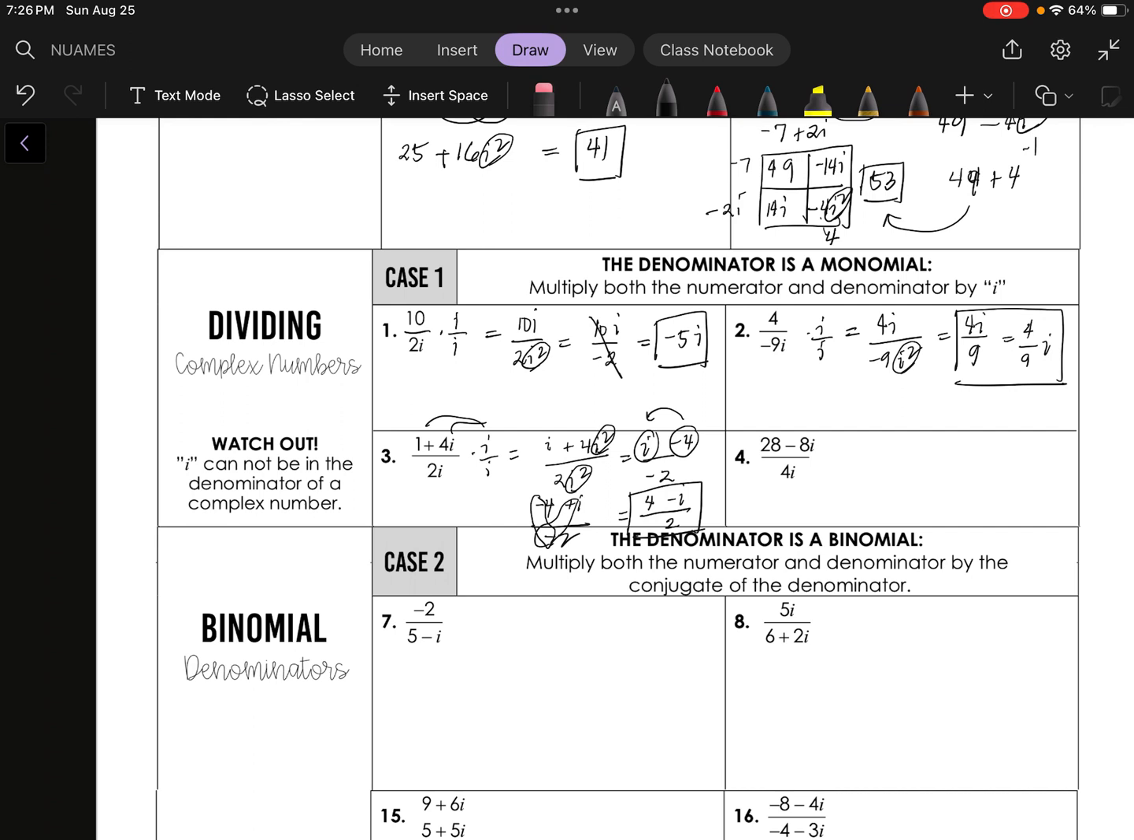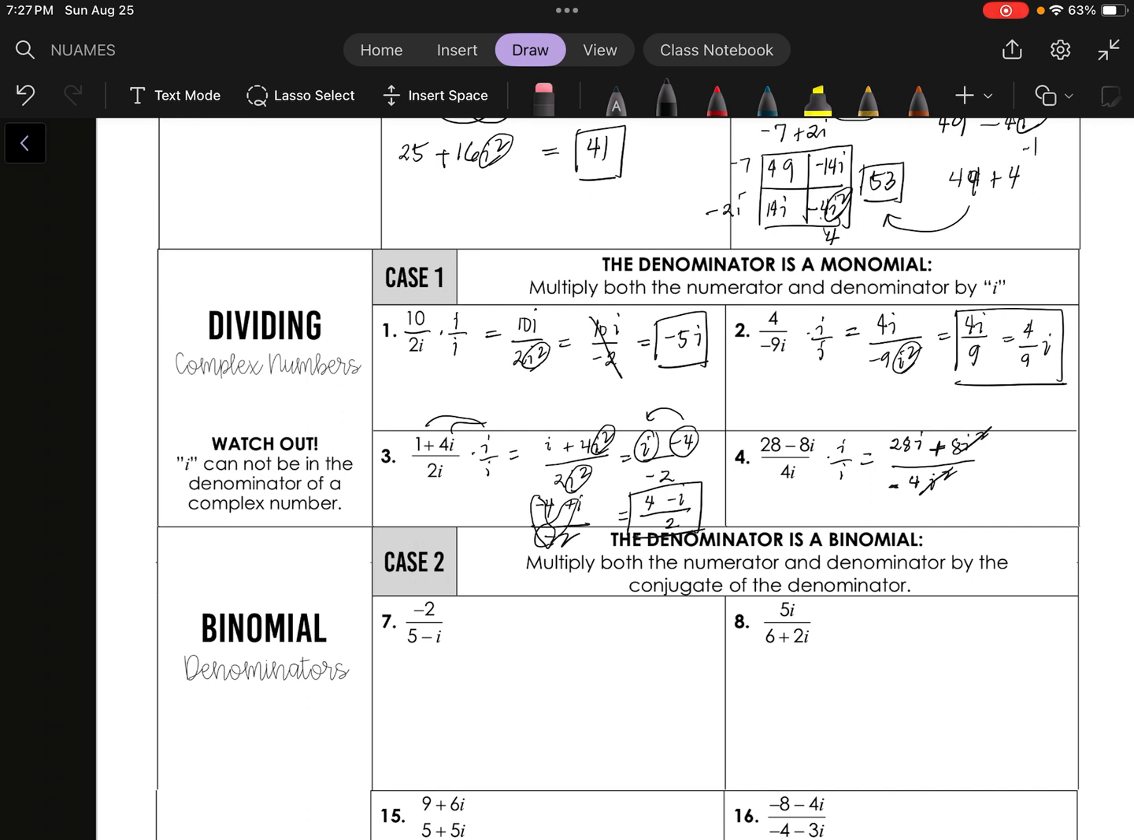All right, let's do the next one. We do i over i for this one. 28 times i gives you 28i minus 8i squared. And then you have 4i squared. Notice that this will cancel out. This gives you a negative 4. And then this cancels out. This gives you a positive 8.